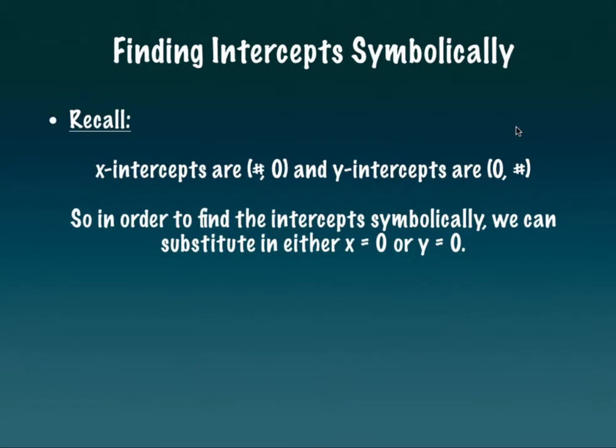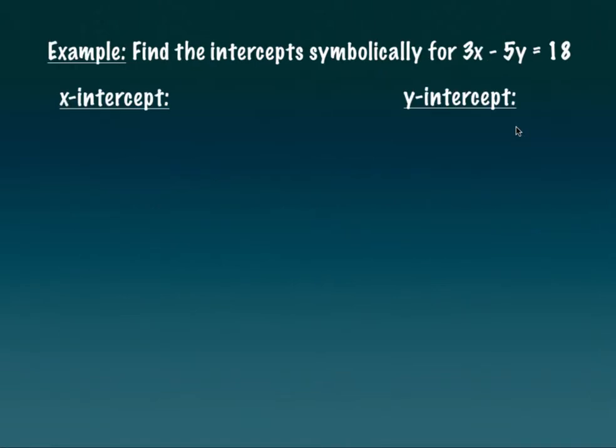Finding intercepts symbolically can be a little tricky depending on the type of equation that we have. For now, we're just going to stick with linear functions. So in order to find the intercept symbolically, we're going to either substitute x equals 0 or y equals 0. So we're going to find the intercepts symbolically for the equation 3x minus 5y equals 18.